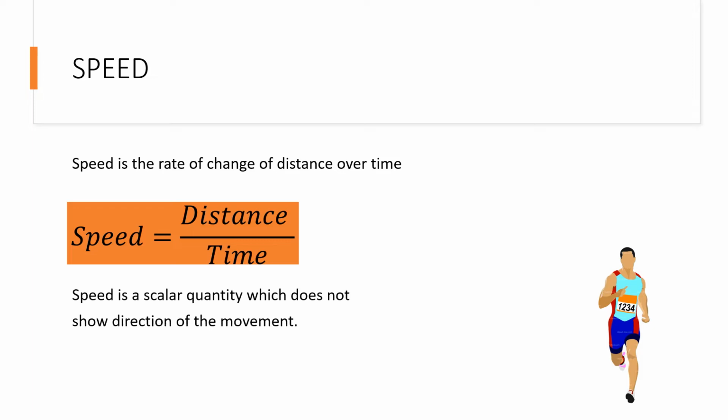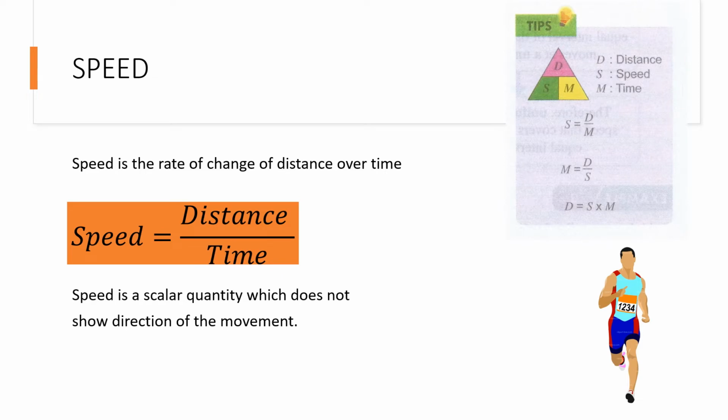Okay, speed is a scalar quantity which does not show direction of the movement. Okay, scalar quantity which means bila kita kira speed, kita takkan tahu ke mana arah tuju dia. Cuma kita boleh tahu berapa jauh dia pergi dalam sesuatu masa. Okay, itu yang dimaksudkan scalar quantity which means kita tak tahulah direction dia. Okay, we can just know the speed.